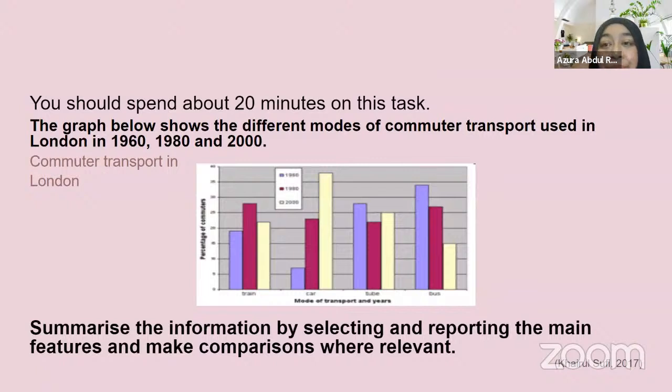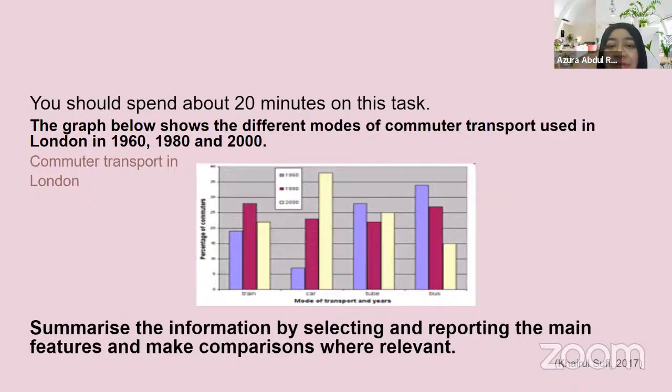The highest one. So which one's the highest one, Fariha? Car. Car, that's right. So what happened with car from 1960 to 2000? Increase sharply. Exactly, that's right. It increased dramatically, increased sharply.